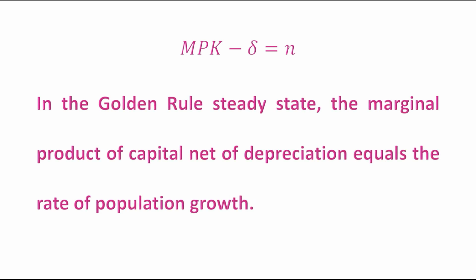In the golden rule steady state, the marginal product of capital net of depreciation, that means minus depreciation, equals the rate of population growth. Clear? Thank you.